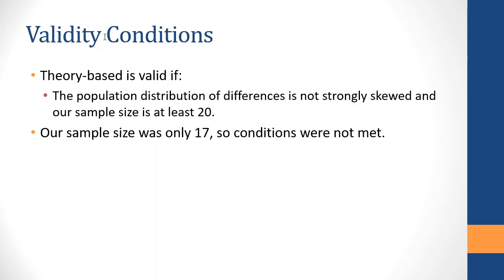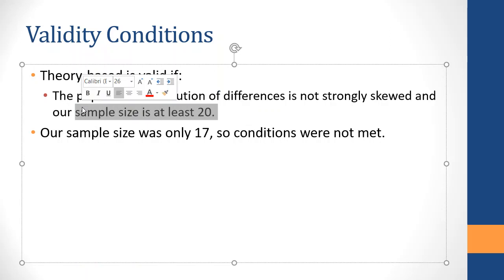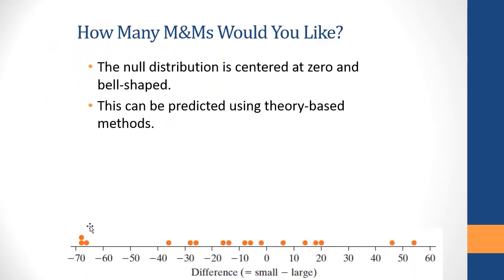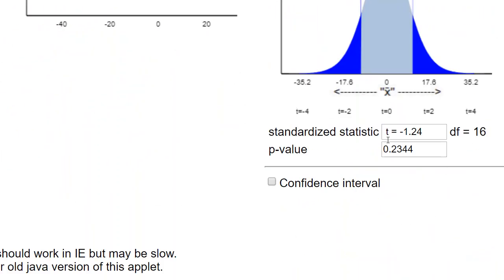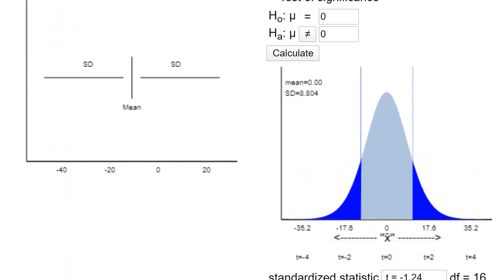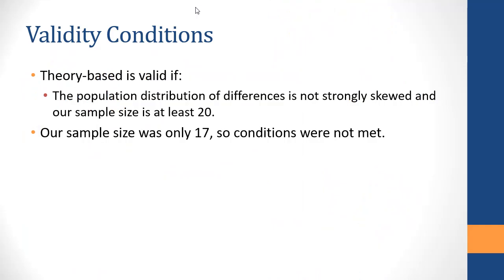Now, you might wonder, are there validity conditions for a theory-based test? Well, you're supposed to have 20 observations, and we only had 17. And the data is not supposed to be strongly skewed. Now, our data doesn't look to be skewed one way or the other. There's sort of a symmetric kind of shape to it. But there's only 17 observations, so really the validity conditions wouldn't be met for a theory-based test in this case. So we probably should do a simulation-based test, but the fact that it was not significant by quite a large margin here, I don't think it's really going to make a big difference in this case. Our evidence just isn't strong enough because our sample size just isn't big enough.